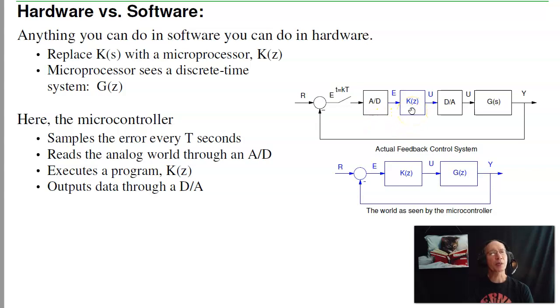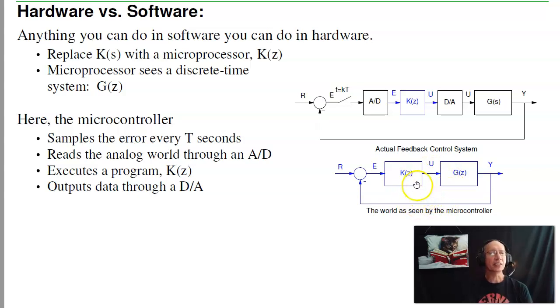Relative to the microprocessor, the world looks like a discrete time system. I spit out an output. 10 milliseconds later, I get an input. Spit out an output, 10 milliseconds later, get an input. So the microprocessor thinks the world is discrete. So one way to design the system is change the problem. What does the world look like relative to the microprocessor? The advantage is now everything's in the Z-plane.